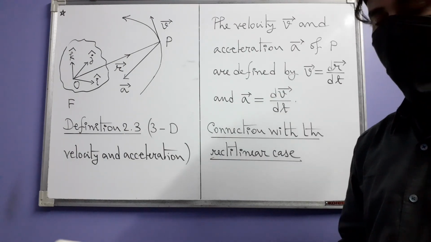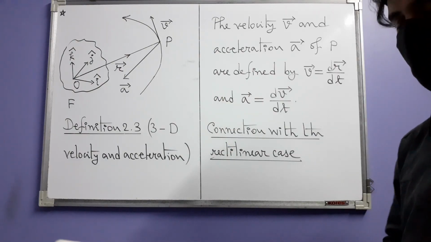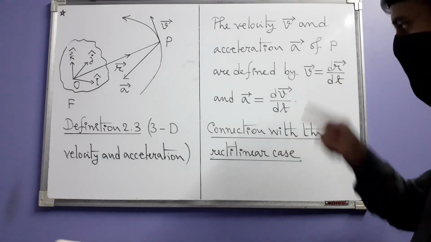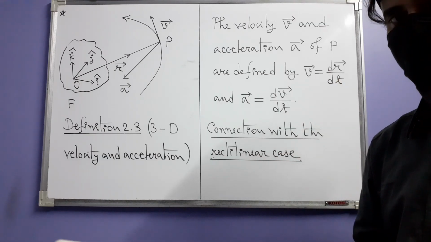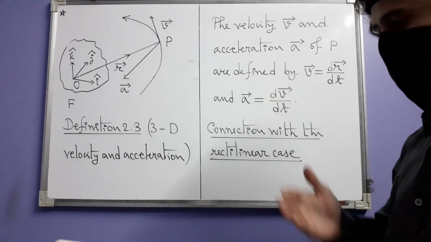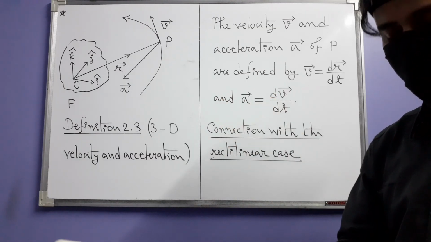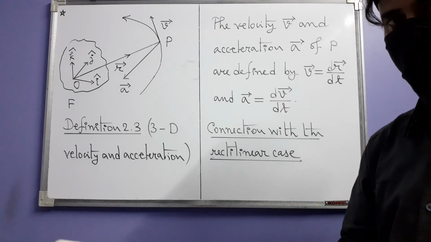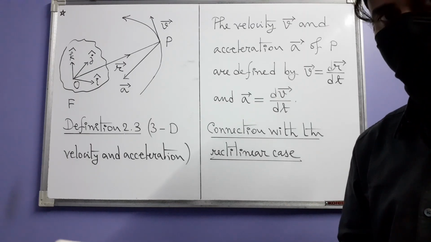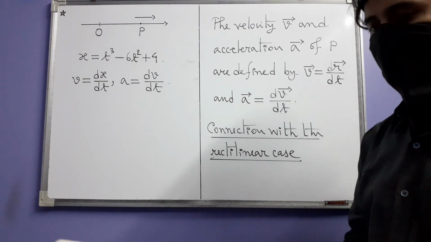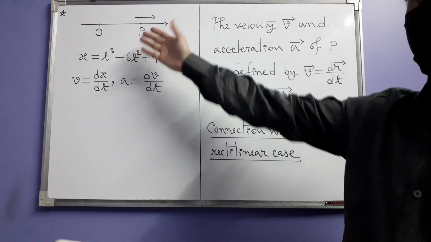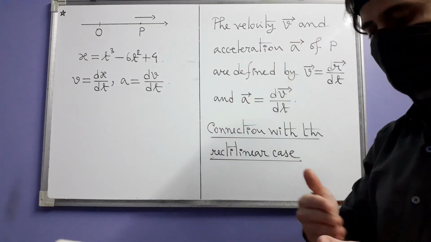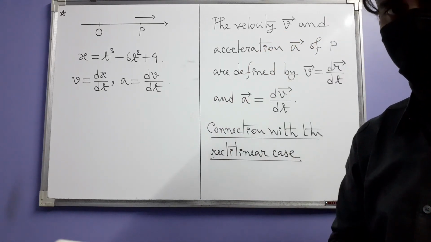Now before we see any example of this general motion, velocity and acceleration, let us also see what the connection of this is with the rectilinear case. That means, how are velocity and acceleration as defined in this definition related to velocity and acceleration that we defined in the previous video, where the motion is along a straight line. For the rectilinear case, there was a diagram like this, where the motion is along this line, not necessarily in this direction, but confined to be on the line.